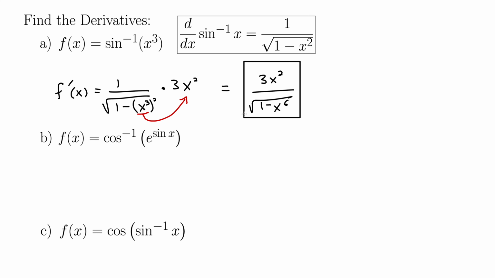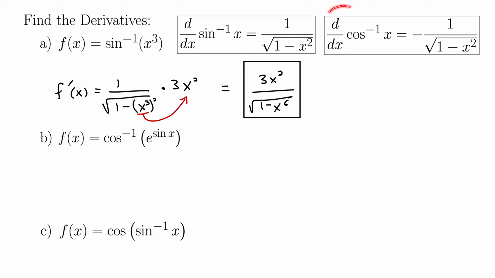For part B, we have f of x equals the inverse cosine of the quantity e to the sine x. Let's bring up the derivative for arc cosine. There we have it. The derivative of arc cosine of x is exactly the same as arc sine, except for now we have a negative. Negative 1 over the square root of 1 minus x squared.